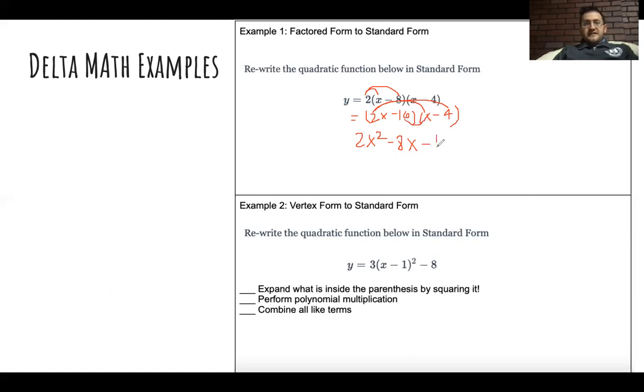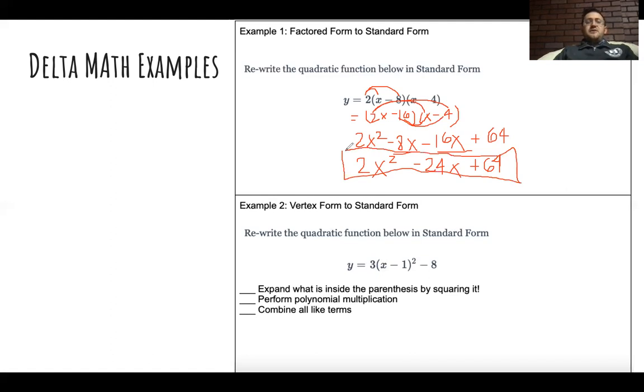Then I'm going to do a minus 16x. And then I'm going to do minus 16 times minus 4, which is plus 64. And I still have some like terms to combine. So this is going to get us to negative 8x minus 16x. So that's going to get us to 2x squared minus 24x plus 64. So we have gone from a factored form into that ax squared plus bx plus c.